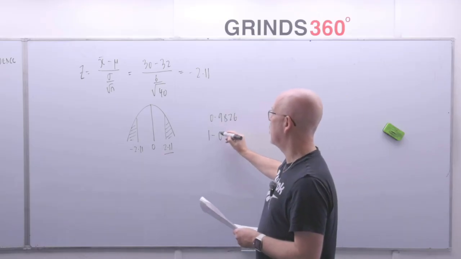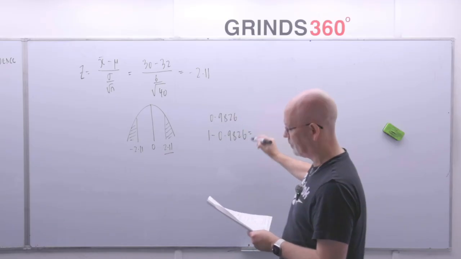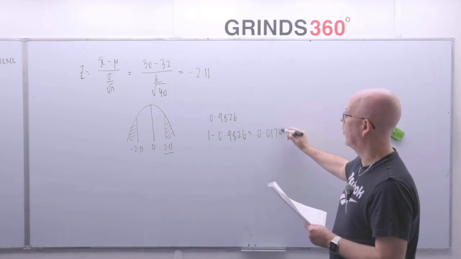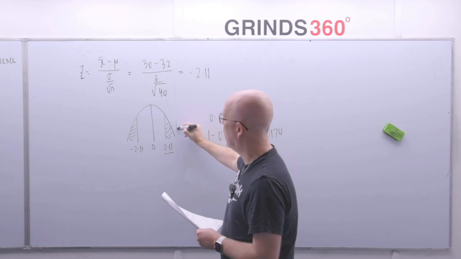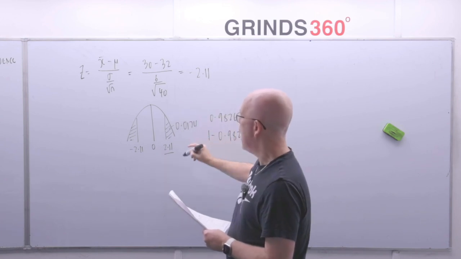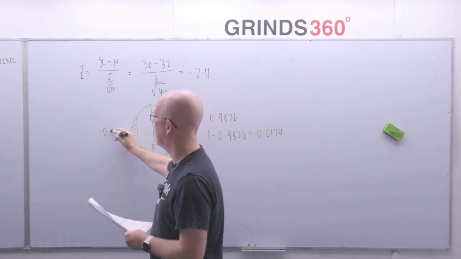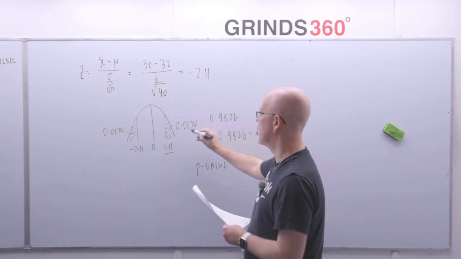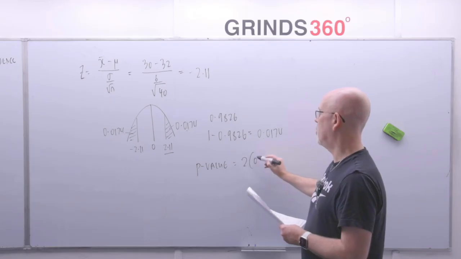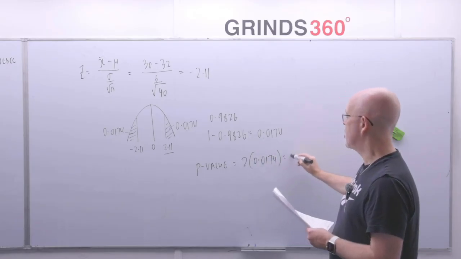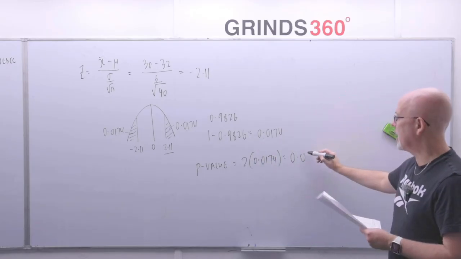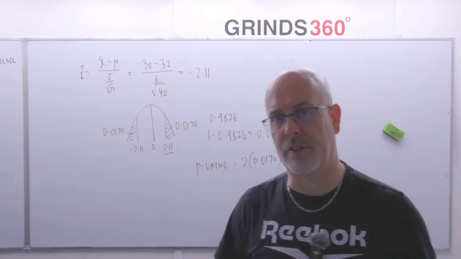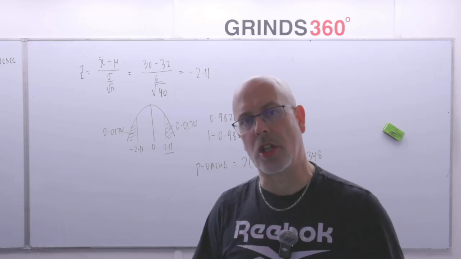So it's 1 minus 0.9826, which comes out at 0.0174. Okay? So that bit there is 0.0174. And because the curve is symmetrical, so is this. So your p-value is just those 2 added together, or in other words, it's just that number doubled. Okay, so it's 2 times 0.0174, which is 0.0348. And again, not surprising, that's below 0.05. So we'd be rejecting H0.